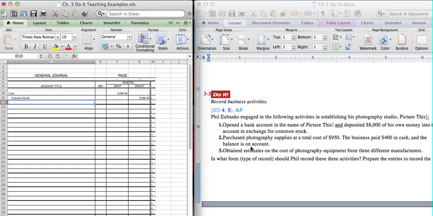And the other is the balance on account. That would be an accounts payable. Accounts payable is a liability account. It will increase what we owe. Liabilities are increased on the credit side. So our transaction will look like this.